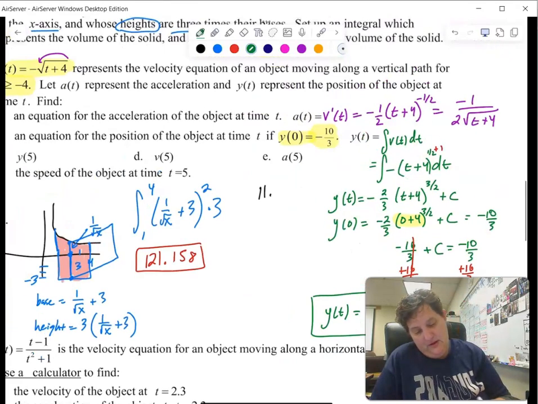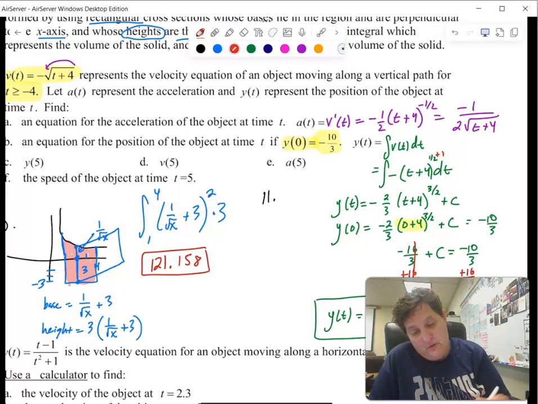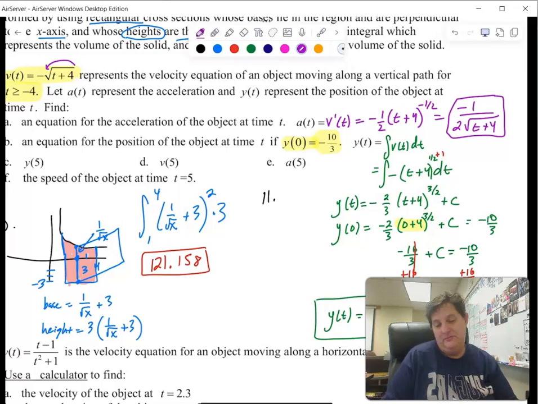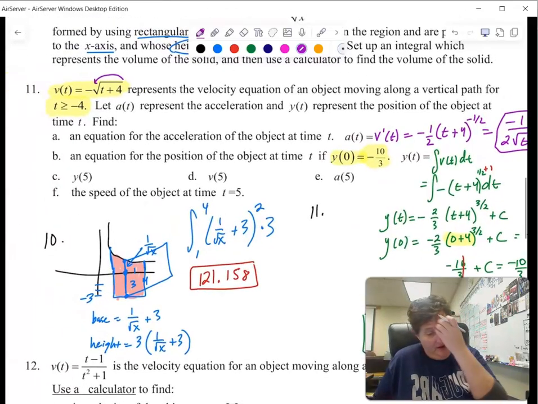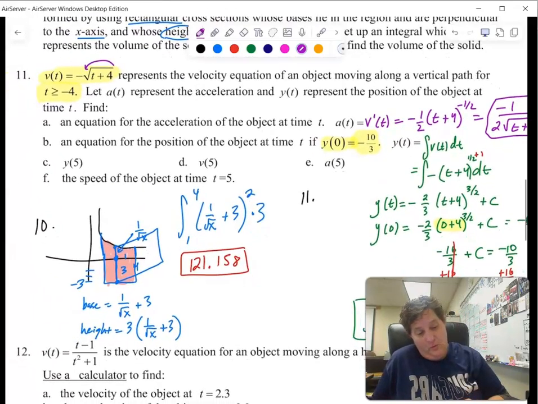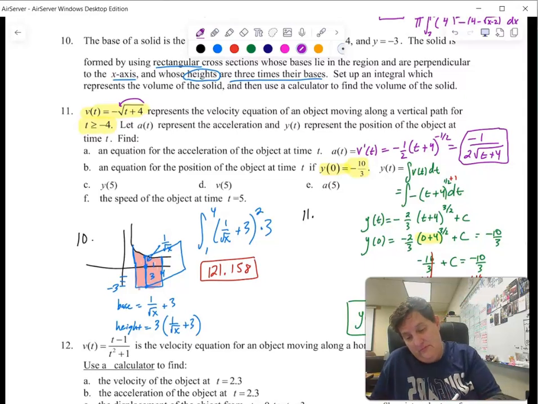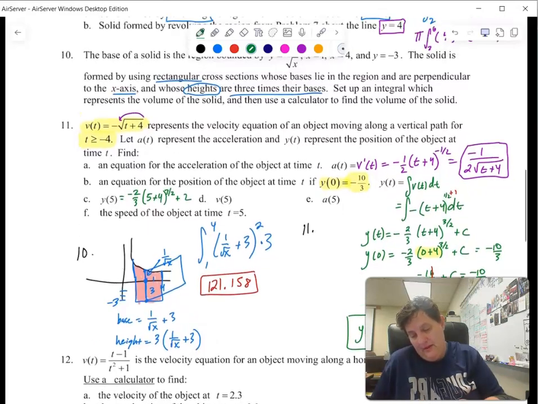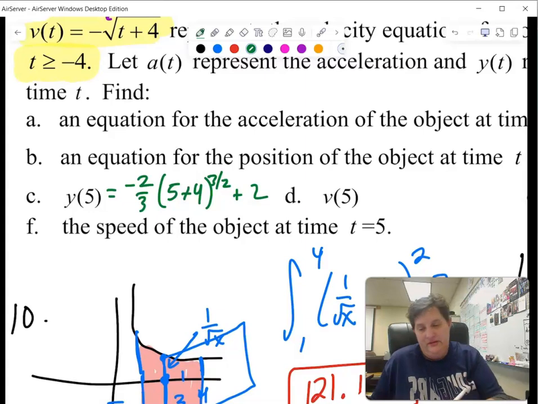Okay, so there's my position equation. There's my acceleration equation. All right, and now it asks me to find a bunch of different things. So y is position. Okay, y of 5 is going to be equal to -2/3 (5 plus 4) to the 3/2 plus 2. Okay, on an FRQ we would leave it like that.